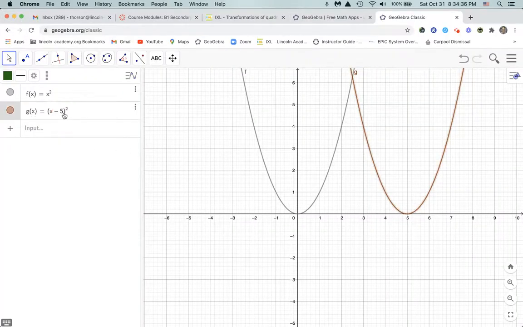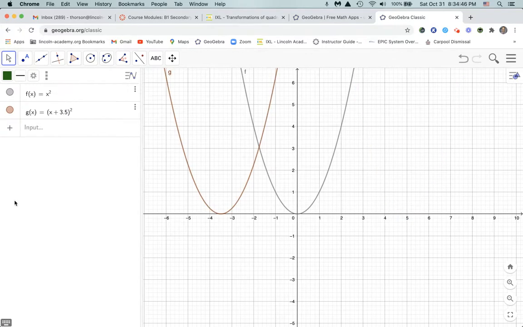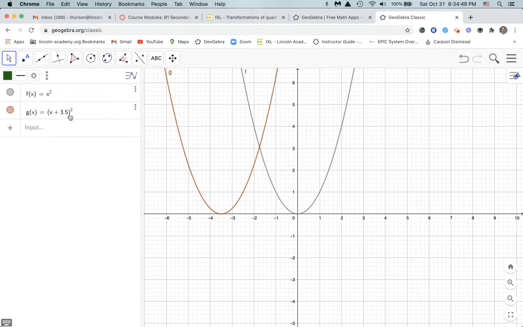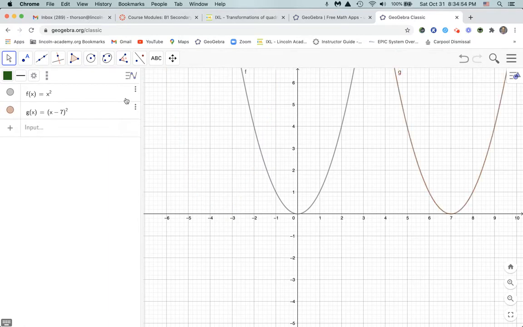Again, let's do a couple more just to make sure you realize that it doesn't even matter if it's a decimal. If I do 3.5, since I'm adding, it's going to actually shift it to the left. Shifts it to the left, 3.5. If I'm subtracting, minus 7, it's going to shift it to the right, all the way over here to 7. Okay, that's a horizontal shift.